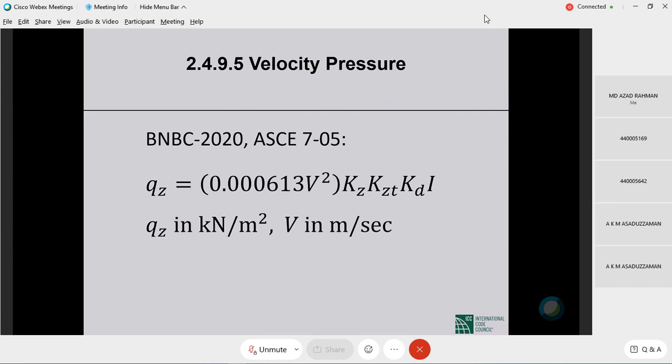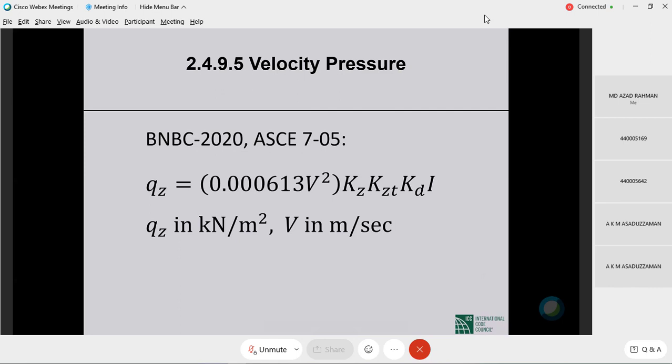Okay, so coming back to p = q G C sub p. Remember the velocity pressure, the gust effect factor, and the external pressure coefficient. I will take you through each of those terms in detail. So we absolutely need to know those terms, and we need to know them intimately.